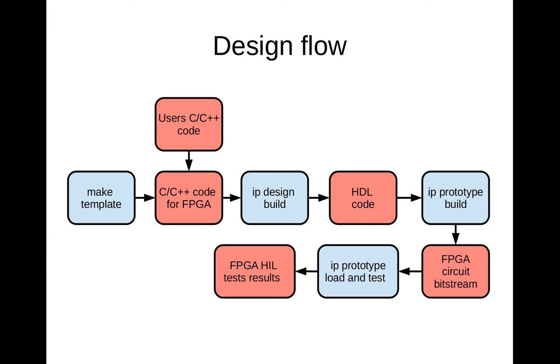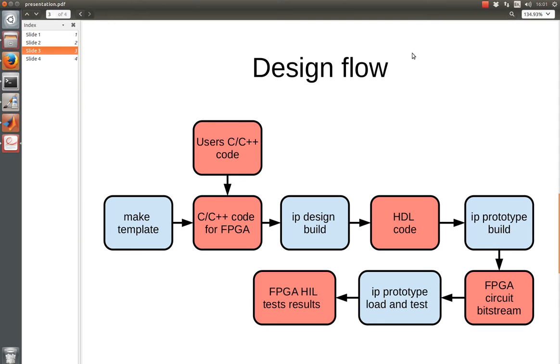Once HDL code is obtained, we call IP prototype build function in order to transform this HDL code into the actual circuit. So once we get a bit stream that describes our circuit, we upload this bit stream to evaluation board and test the algorithm in hardware in the loop test. So now let us come to practice.